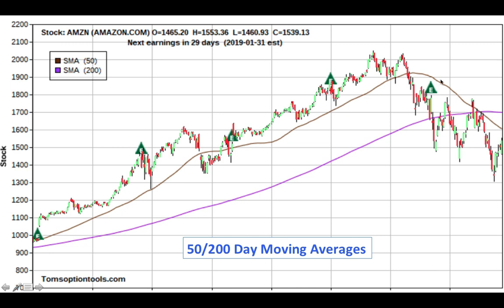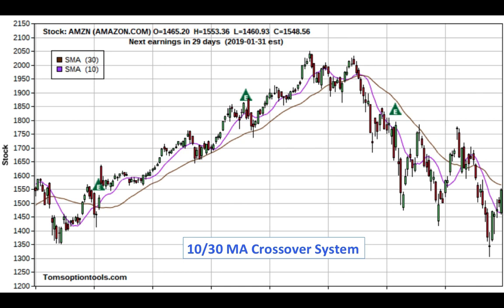And notice here that the 50 crosses below the 200-day moving average well over a month after the bearishness started in the market. So these 50 and 200-day moving averages are very valuable, but they're really not that great at detecting when it's time to go long or short. Two moving averages that are, however, are the 10 and 30 moving averages. So I want to introduce to you a system called the 10-30 moving average crossover system.